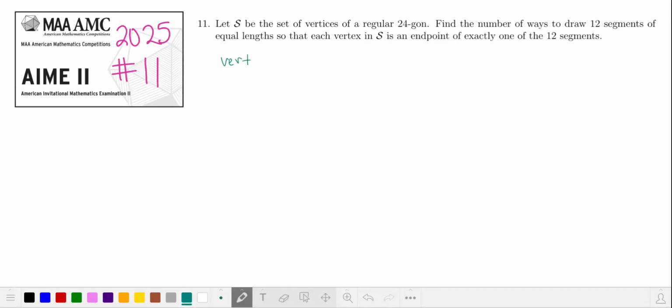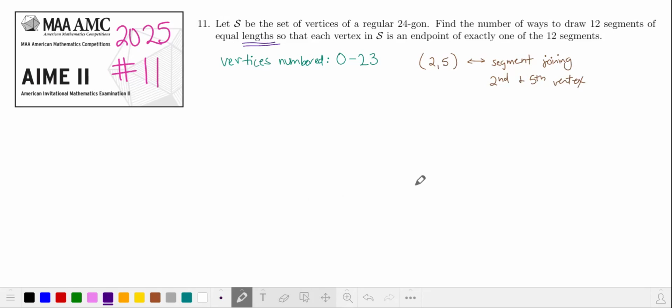We're going to number our 24 vertices, 0 through 23. And I'm going to use this notation. Something like this is going to represent a segment joining, for example, the second and the fifth vertex. We're going to do casework on the lengths of the segments.